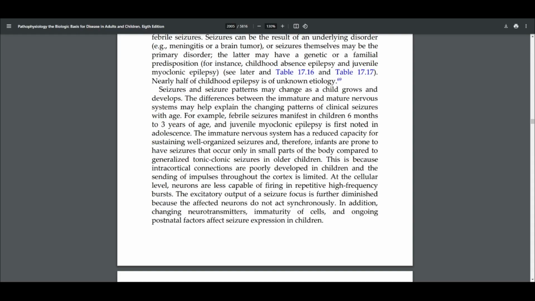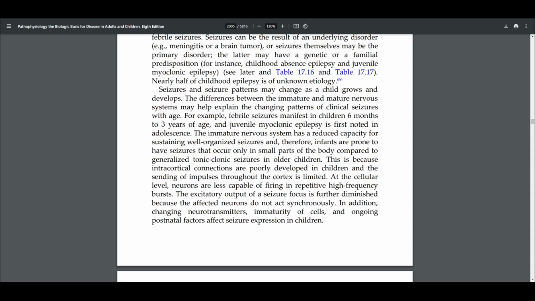For example, febrile seizures manifest in children 6 months to 3 years of age, and juvenile myoclonic epilepsy is first noted in adolescence. The immature nervous system has a reduced capacity for sustaining well-organized seizures, and therefore, infants are prone to have seizures that occur only in small parts of the body, compared to generalized tonic-clonic seizures in older children.